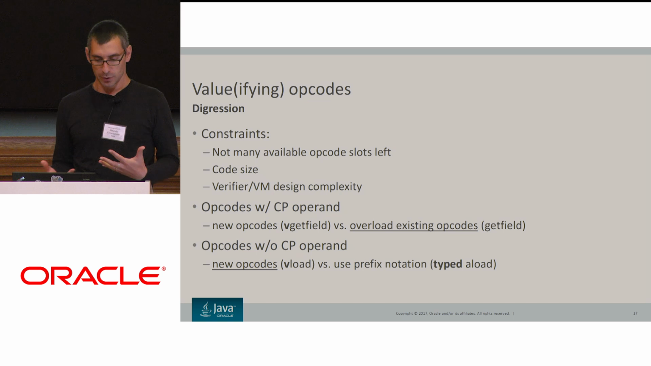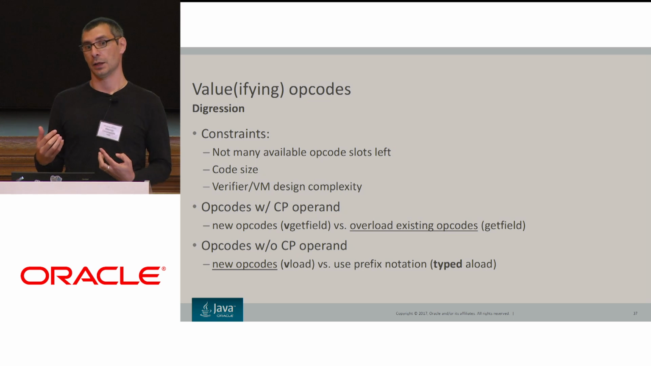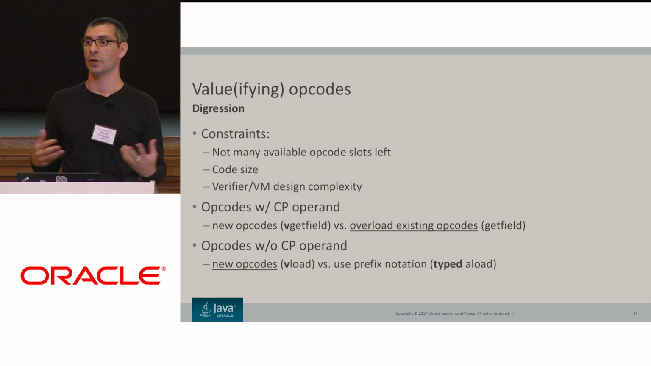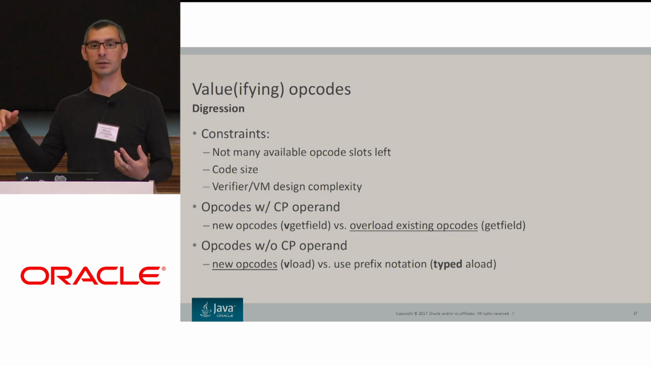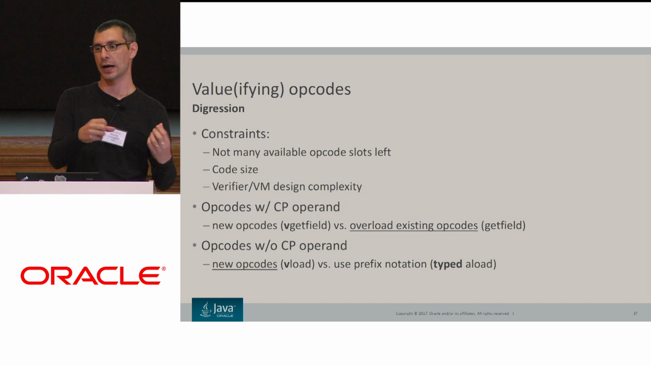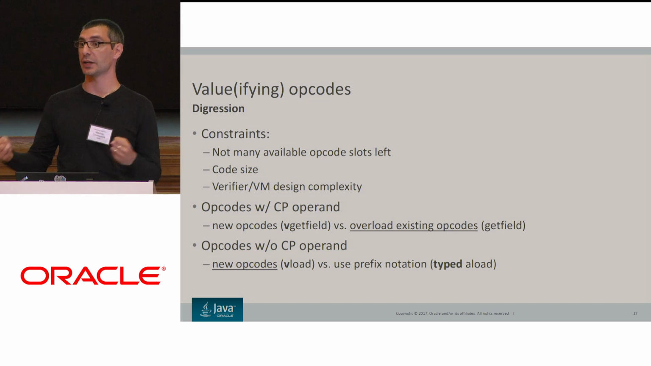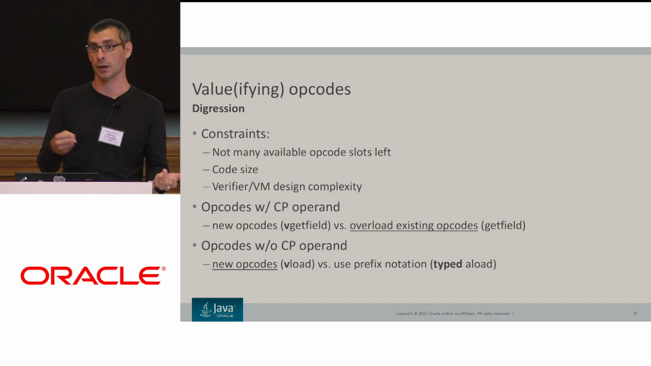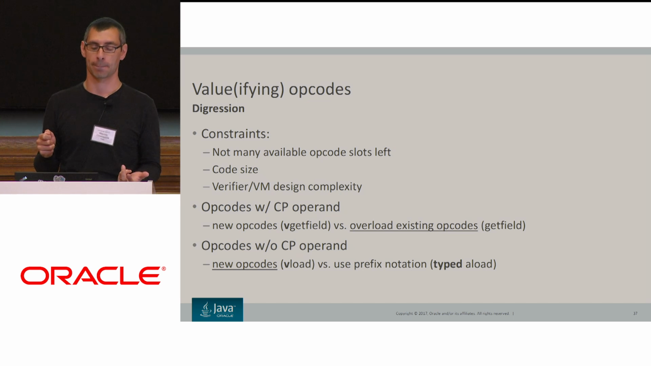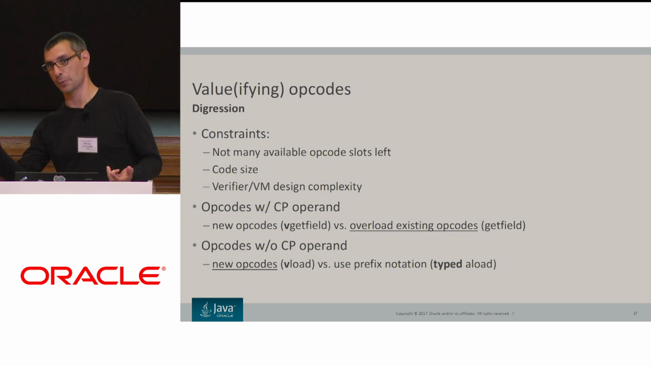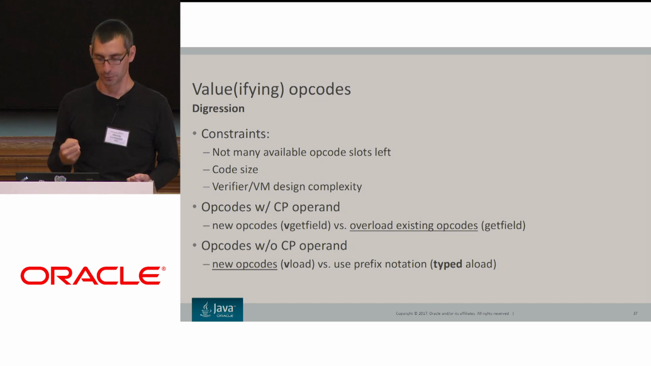So, as an example, if you have an opcode that already takes a constant pool operand, such as getField, you have basically two choices. You can introduce a new opcode called vgetField to state that it is operating on a value, or you can just reuse an existing opcode, such as getField, and exploit the fact that the constant pool entry is going to reveal the difference. And we chose the latter approach so that we could save some opcode bits.